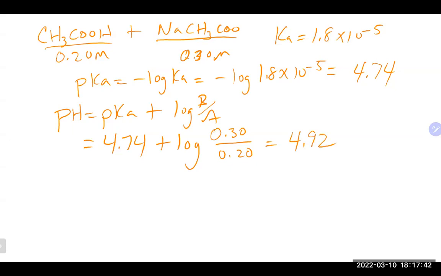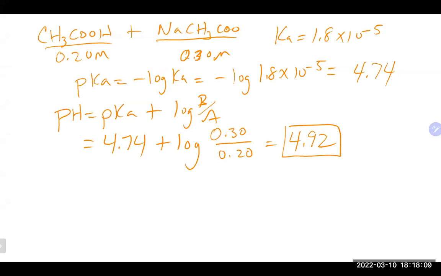So we could have done the previous problem without doing an ice table. You could have used the Henderson-Hasselbalch equation like we just did here, and you will get exactly the same answer without the need for an ice table. So in these common ion situations, you could use the Henderson-Hasselbalch to calculate the pH, which are really buffer problems as well. Any questions on that there?